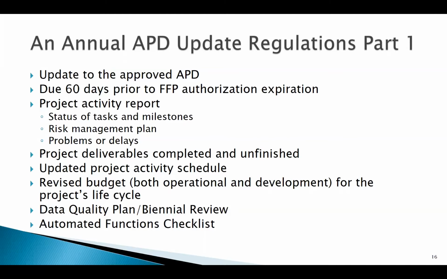So your project activity report will contain the status of tasks and milestones, your risk management plan, any problems or delays that the project experienced, your project deliverables that have been completed and that are unfinished, your updated project activity schedule, your revised budget, both operational and development for the project's lifecycle, your data quality plan, where you're at with your biennial review, and you're going to have your automated functions checklist.